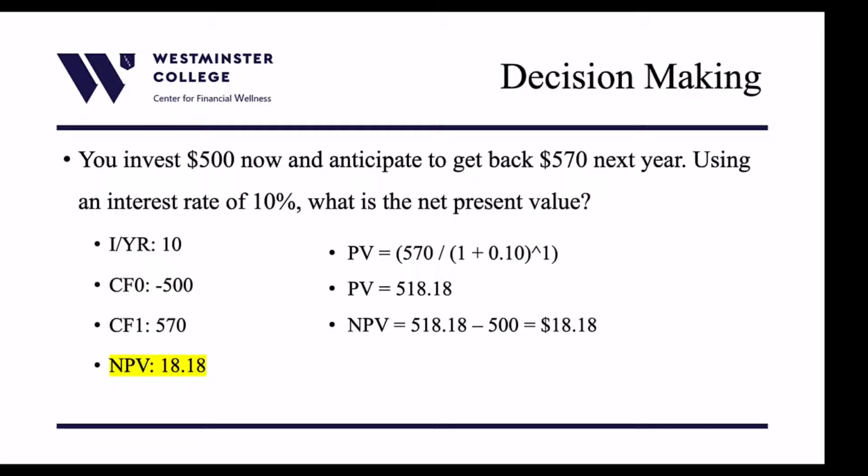If I want to see this done out on paper, I can find the present value of the future cash flow, the $570 anticipated next year, and I'm going to take that 570, divide it by 1 plus the interest rate, raised to the power of t, and because this cash flow is coming in 1 year's time, we're going to raise it to the 1. That results in $518.18. Then once we take that and subtract it from our initial investment, we result in the same NPV, $18.18.